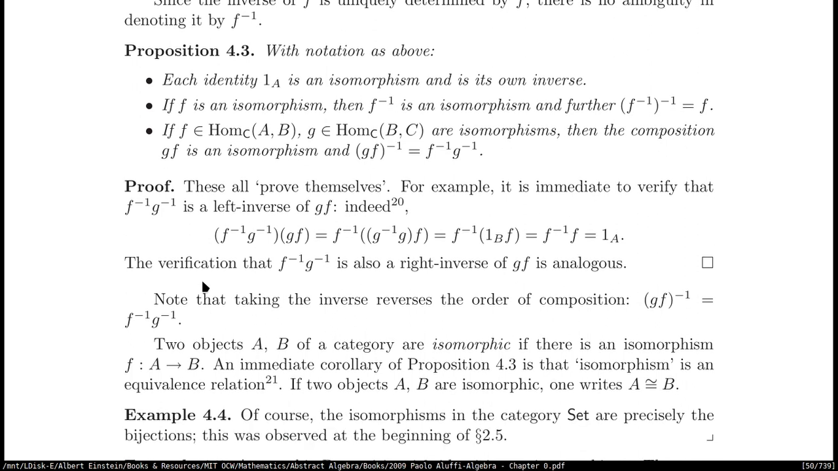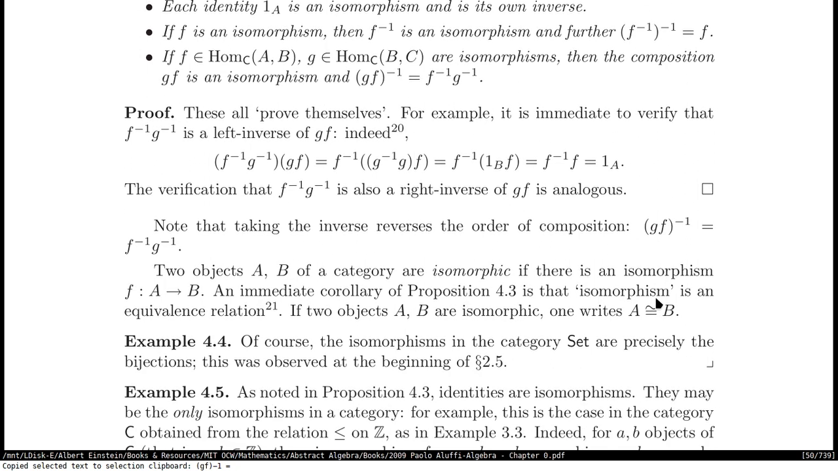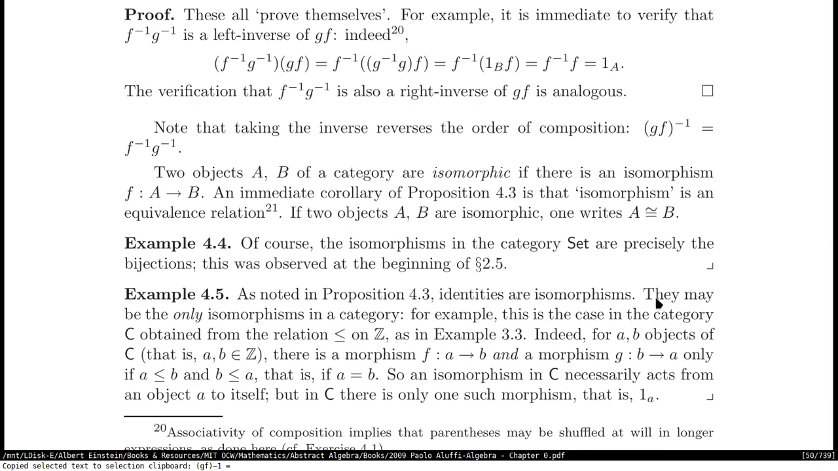Indeed. This is something to note: when you're taking the inverse of a composition, the order of the composition gets reversed. So (GF) inverse is equal to F inverse composed with G inverse. An example of these isomorphisms is that in sets, they are the bijective maps, the bijections.